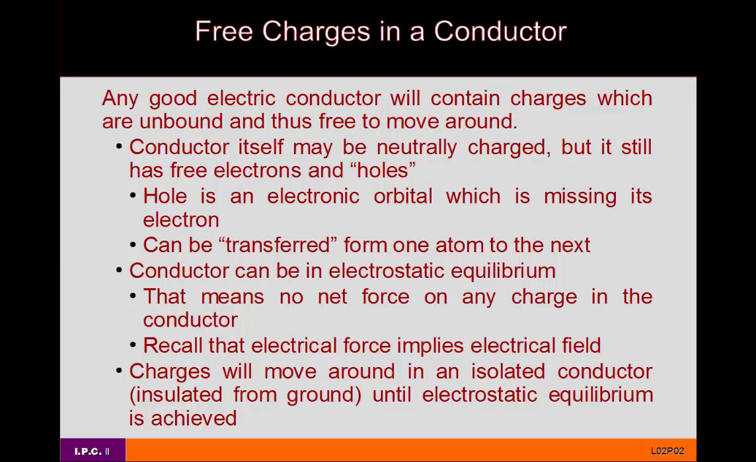What I want to talk about now is free charges within a conductor. So we've already kind of said loosely that a good conductor is an object in which electric charges can freely flow around. And so the conductor has some free electrons. It has some holes, which are basically the equivalent of removing an electron from an atom. So now there's a hole in which you can put an electron. There's a charge hole. It's basically the equivalent of a positive charge. And we can transfer electrons and likewise holes from one atom to the next.